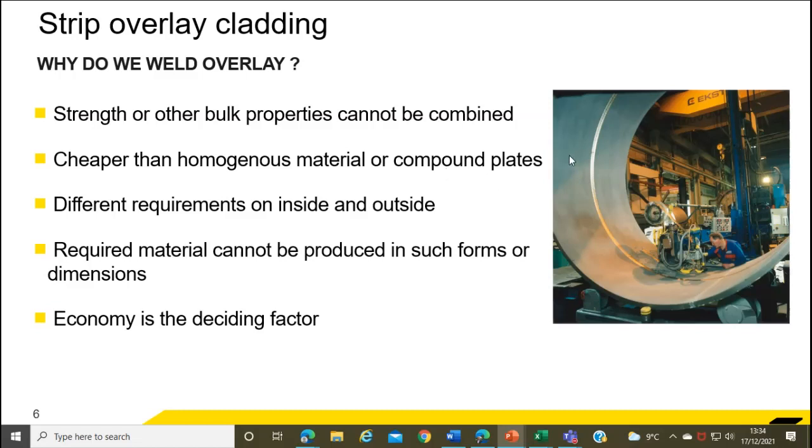Compound plates is another alternative. You can actually buy pre-clad plates and use that for fabrication. But again, that's another expense. Do you need different properties on the inside or the outside of a vessel or a pipe or a plate? So you could put two different coatings on, for example. Basically, you can't buy what you're looking for. It's not available on the market. The only option really is to fabricate in carbon steel and find some way of cladding it. It's economy. People are trying to save money. That's why they do it.